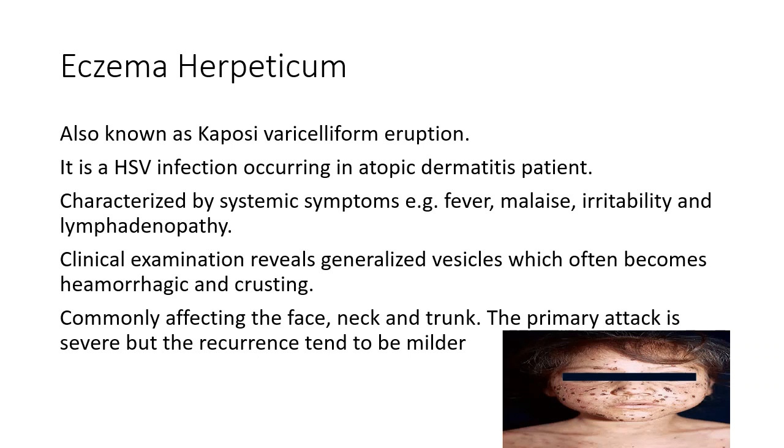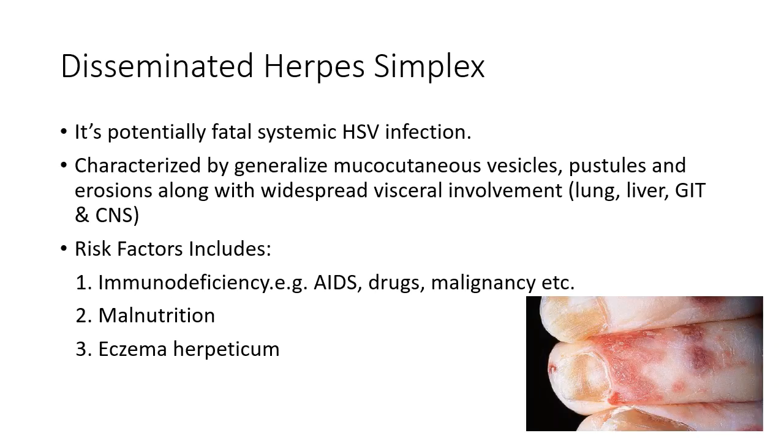Now coming to disseminated herpes simplex, it's a potentially fatal systemic HSV infection characterized by generalized mucocutaneous vesicles, pustules, and erosions, along with widespread visceral involvement like lungs, liver, GIT, and CNS. The risk factors include immunodeficiency, for example AIDS, drugs, malignancy, etc. Number two, it can be due to malnutrition, and also it can be a sequela of eczema herpeticum.